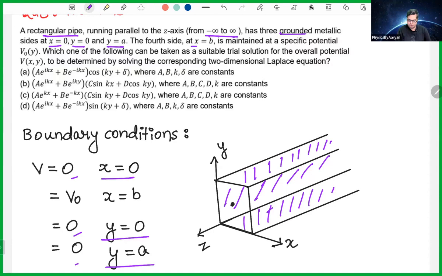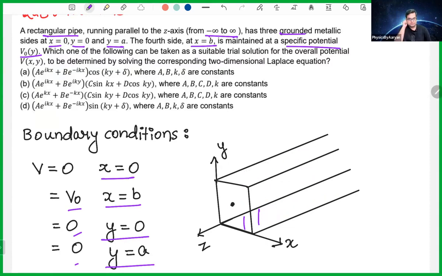And the fourth side, at x equals b, which is the front side, is at a specific potential V naught. So at x equals b, the value of potential is V naught. However, all of this does not matter to solve the problem, because in the last step they are not using the boundary conditions. But anyway, this information has been given just to make sure that you use the 2-dimension case. Okay? Because you see that the boundary conditions depend on x and y.